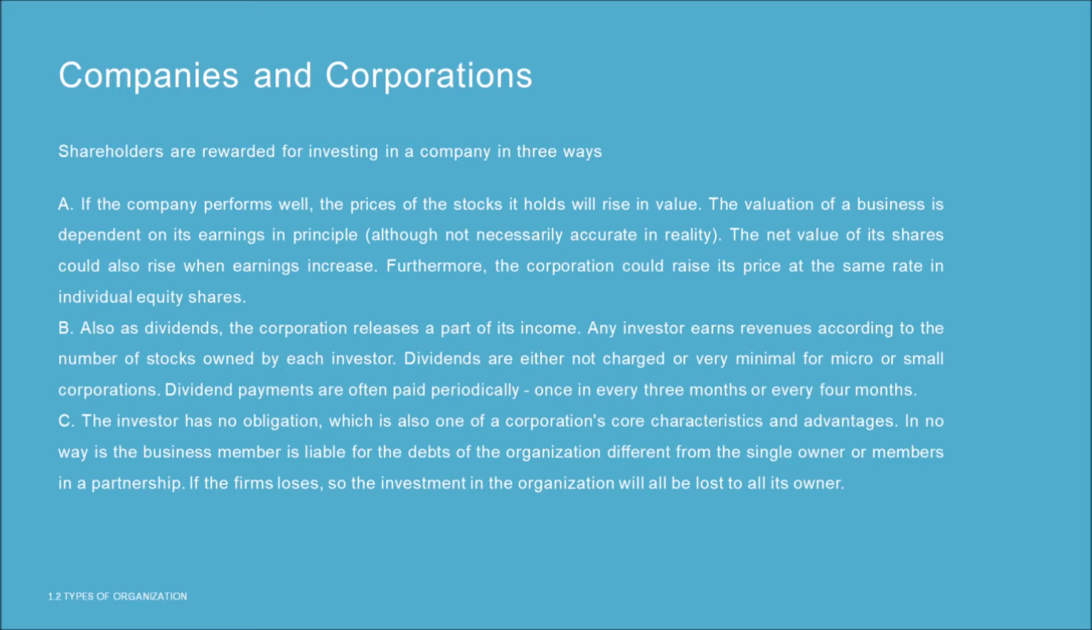B. Also as dividends, the corporation releases a part of its income. Any investor earns revenues according to the number of stocks owned. Dividends are either not paid or very minimal for micro or small corporations. Dividend payments are often paid periodically, once every 3 months or every 4 months.